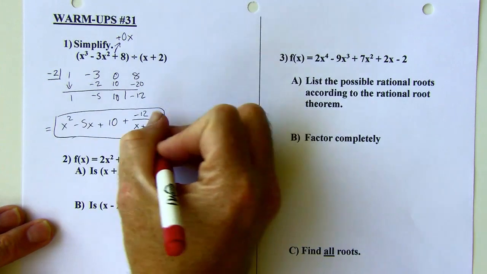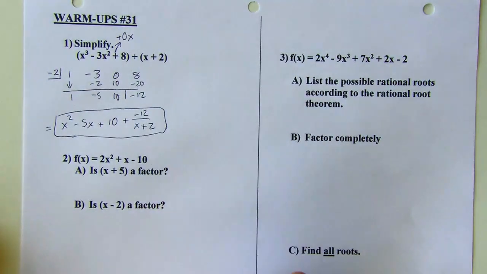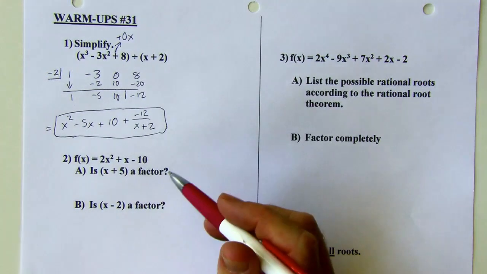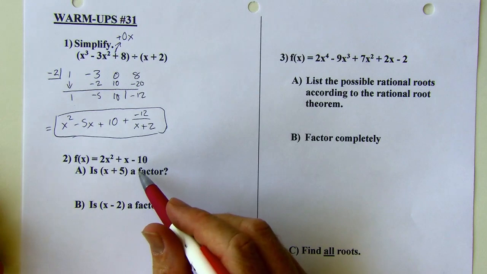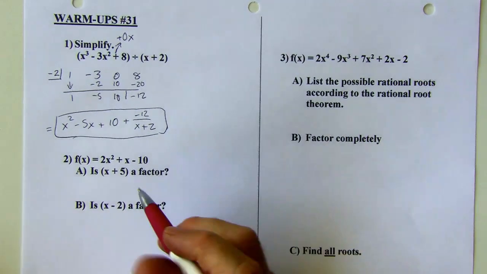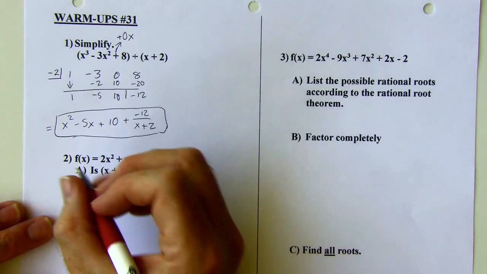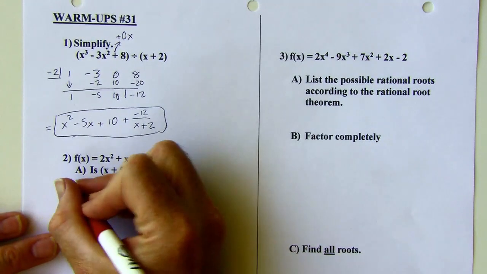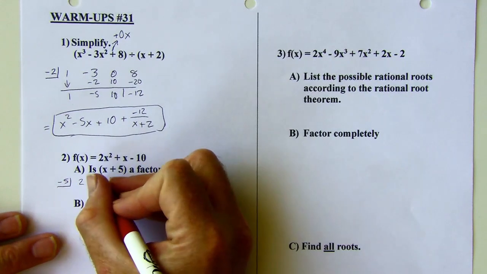Okay. All right. So next up, it asks if these binomials are factors. So you could try to factor this, but I'm not sure if it'll factor evenly. But what we can do is just use synthetic division or long division. I'm going to use synthetic division, and I'm just going to see if these go in evenly into the original polynomial. So let's see. I'd set up a negative 5 here. And then I've got 2, 1, negative 10. There's no missing terms in the trinomial.